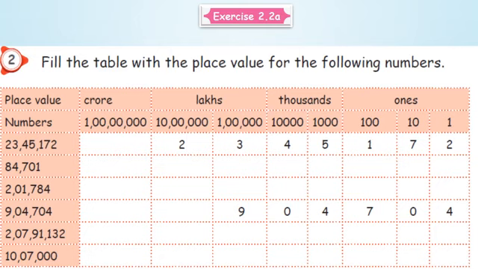Exercise 2.2a, second sum, fill the table with the place value for the following numbers. So place value வச்சு நம்ம இந்த numbers fill பண்ண போறோம். Okay வா? Fine. So look at the first one, 23,45,172, isn't it? So இதை lakh column இருந்து start பண்ணிருக்காங்க. See here, 23 lakhs. Then 45,000 and 172.